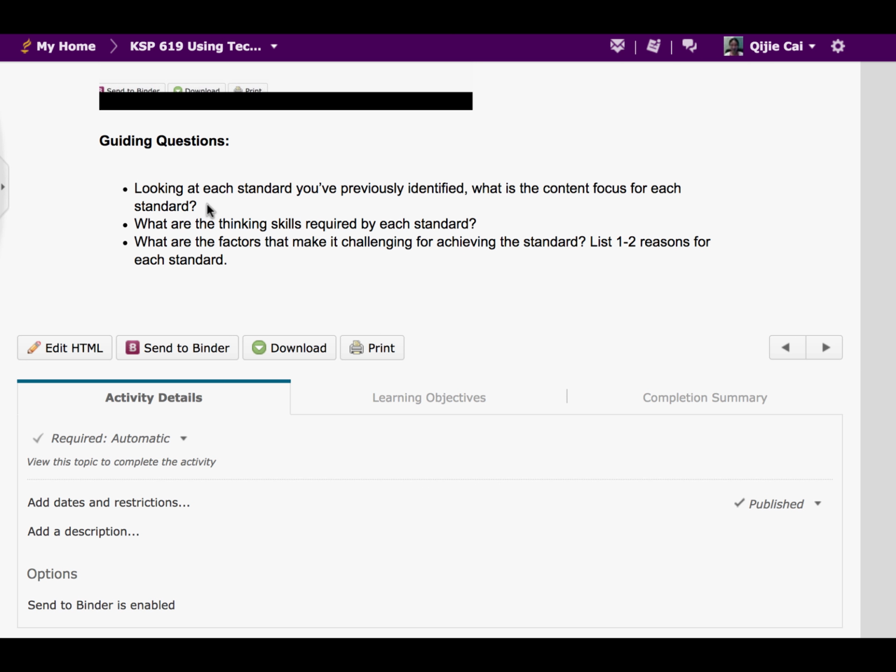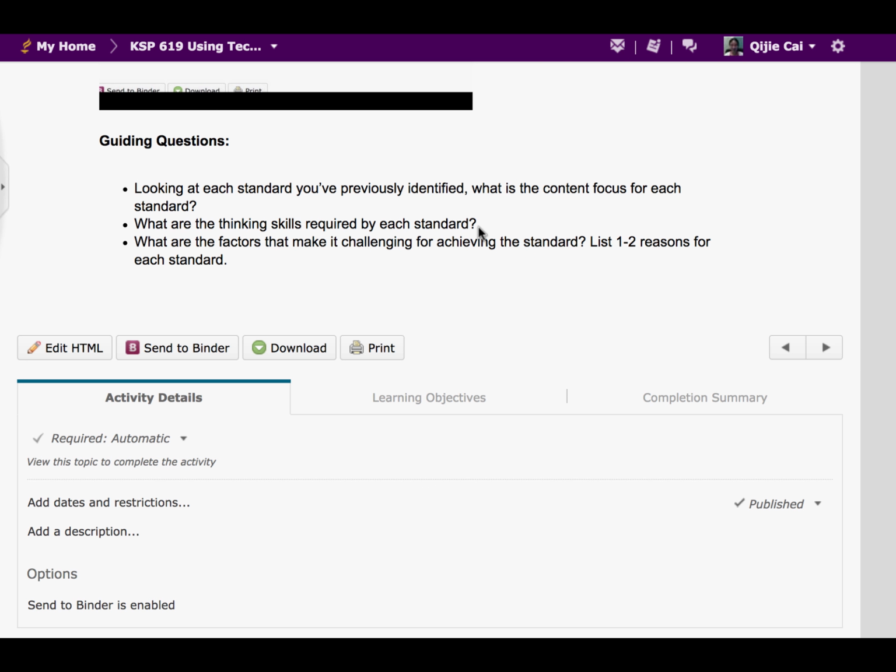And this should be quite straightforward because the content standard should be talking about what type of content should be addressed. For example, if you identified a math standard, the standard may be talking about addition or subtraction. So the content focus for that particular standard would be addition or subtraction. So I would like you to take a look at the standard you have and write down the content focus for each of the standard on your document.